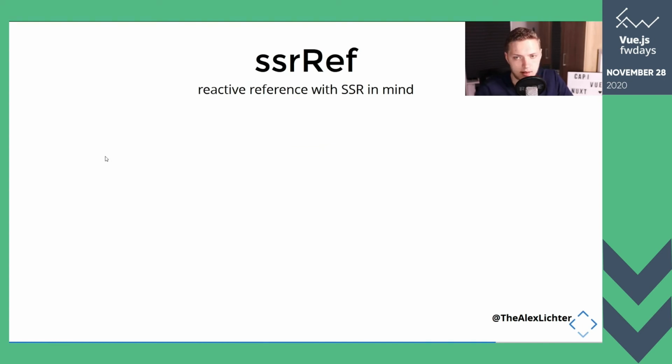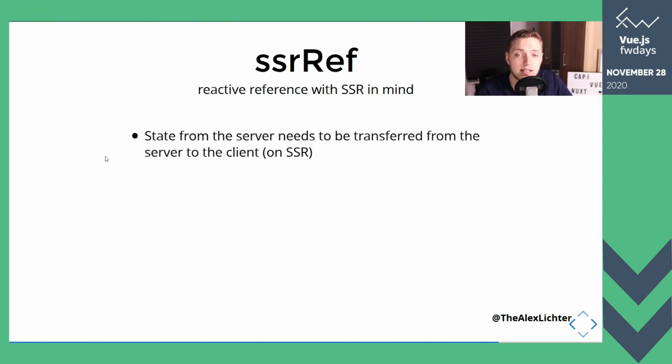Okay, let's go a step back. Well, as I mentioned before, state from the server needs to be transferred from the server to the client. So the server needs to serialize that, JSON, JSONP, whatever. The client needs to deserialize that, so take that JSON and transform it. Only on initial request, only on server-side rendering.